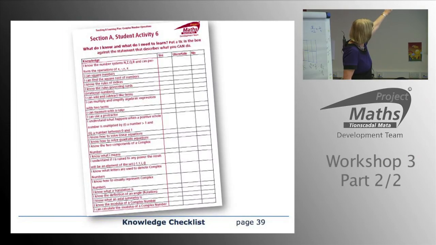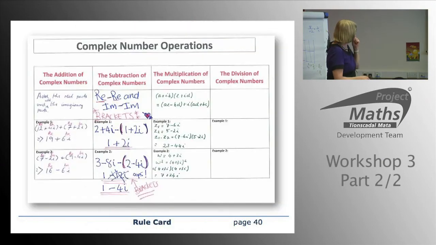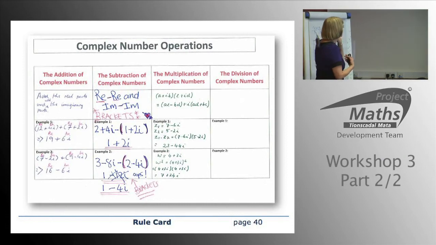Before we do that, there's also a checklist on page 39 of the booklets. And it really is what the students will use. It's self-evaluation. So what do they know already? What are they uncertain about, and what don't they know anything about? We also have this rule card where students could write down the rules for addition, subtraction, multiplication and division. So let's have a look.